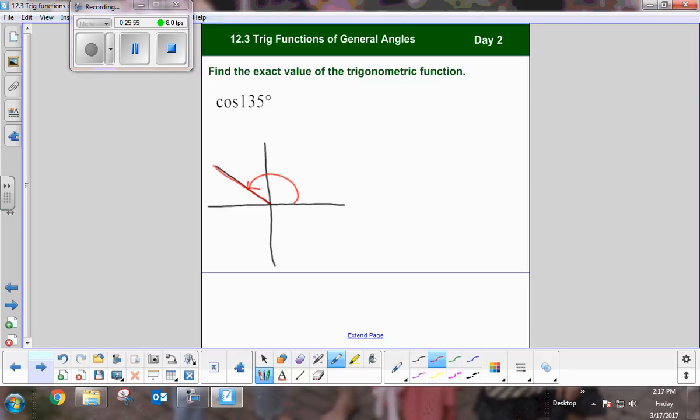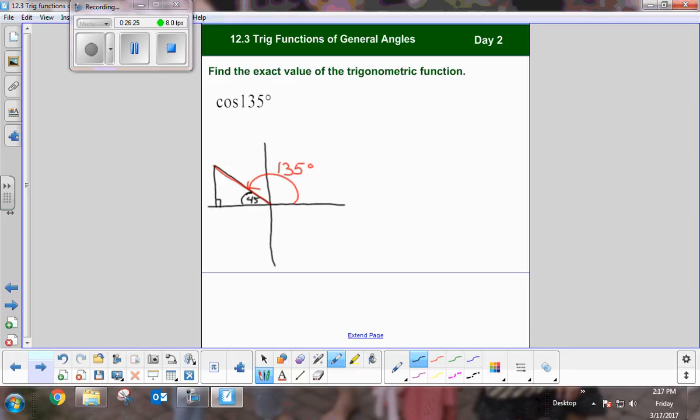That comes around here, and that's 135 degrees. What does that make my reference angle? Isabella, what does that make my reference angle? Which is this angle right here. 45. So drawing from any point on the terminal side to the x-axis, that's my right angle.